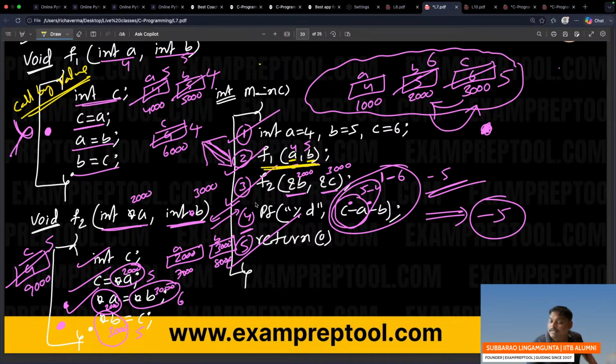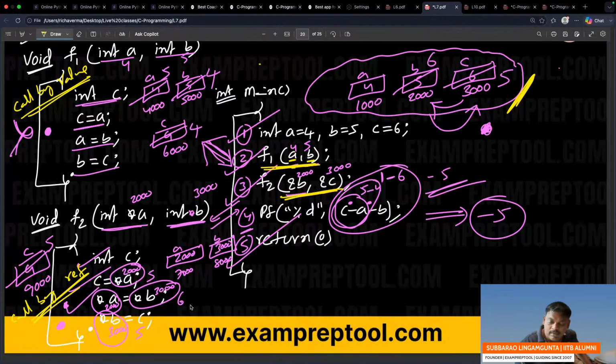You are calling a function by passing an address. This is called call by reference. Remember, in call by value, the originals will not be affected. In call by reference, the originals will be affected.